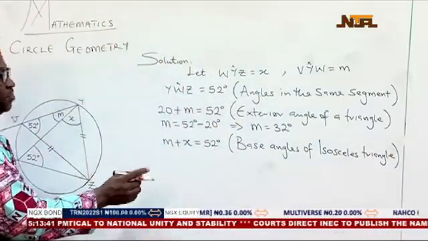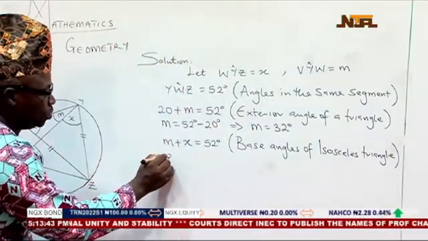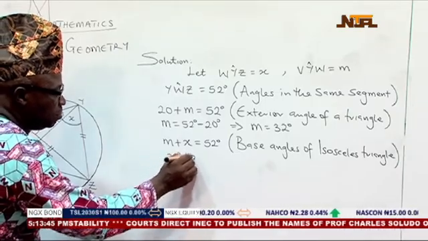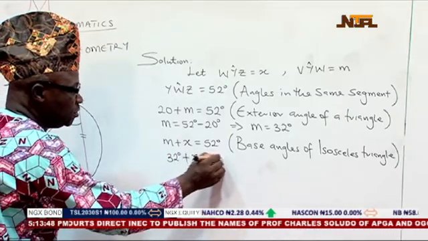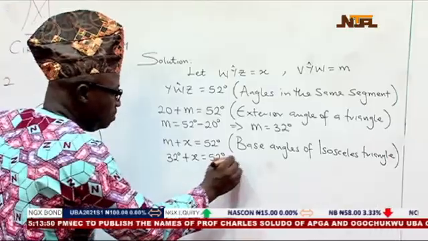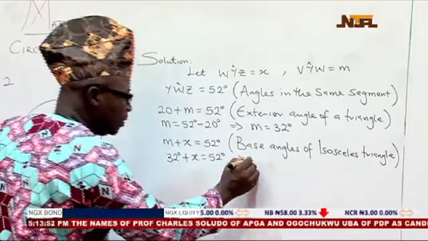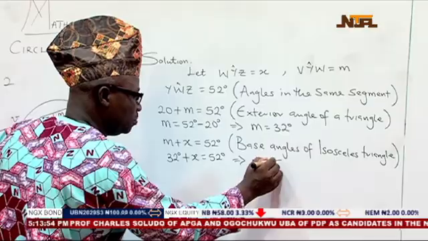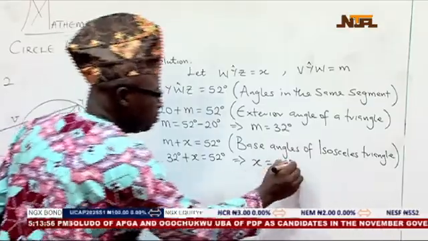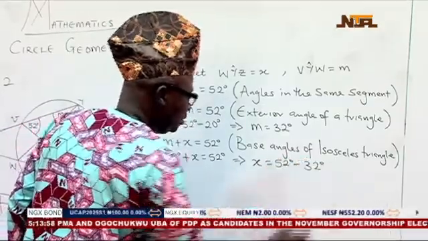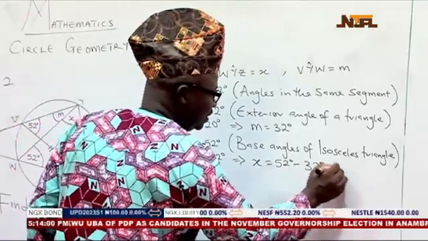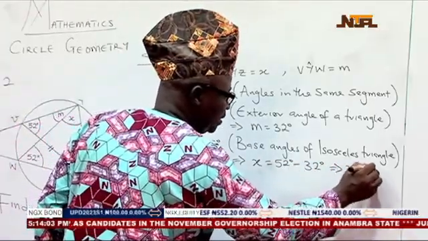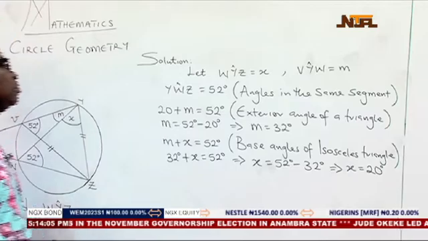So from here, we know that M is 32. So 32 degrees plus X is 52 degrees. Making X the subject, X is going to be 52 degrees minus 32 degrees. And that implies that X is 20 degrees.